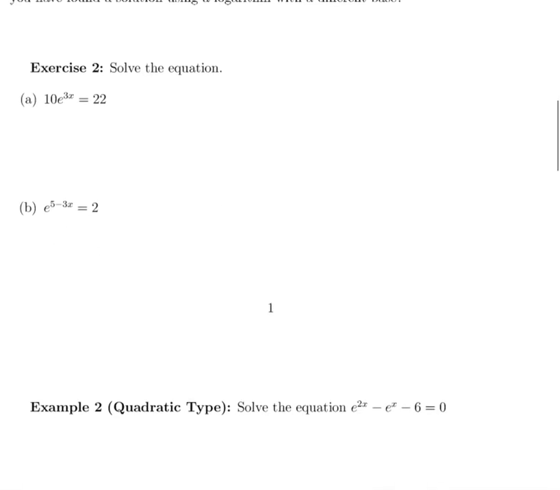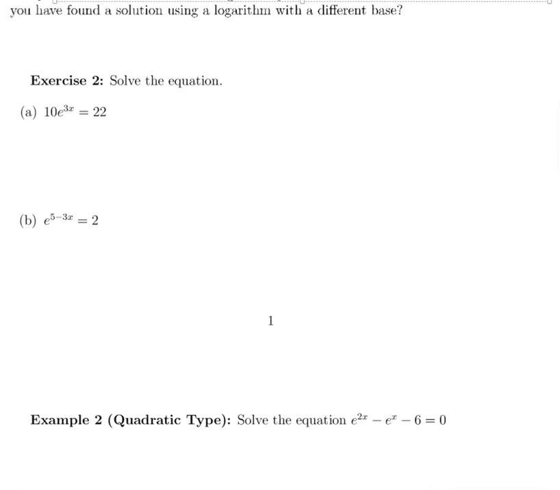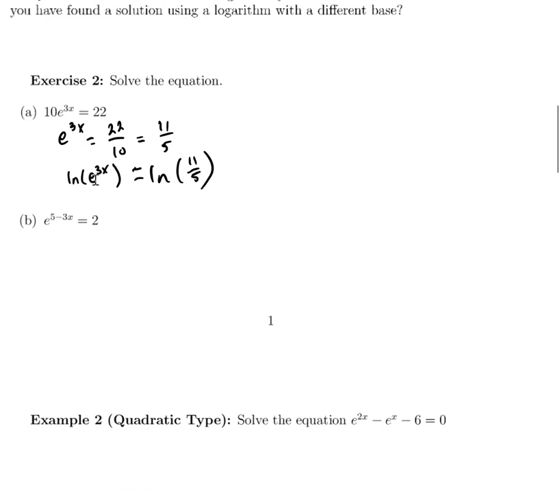So here, let's see if you can follow my step-by-step process. Try to isolate the exponential function and then see what you can do to bring it down. Okay, hopefully you tried A, and if you did, you hopefully divided by your 10 first to get e to the 3x is equal to 11/5. Then maybe you chose the natural logarithm again, and when you apply that to both sides, you get this: natural log of e to the 3x is equal to natural log of 11/5.